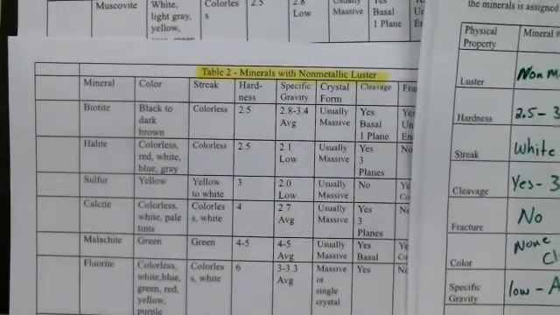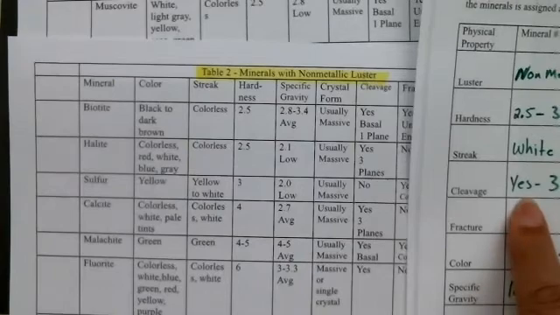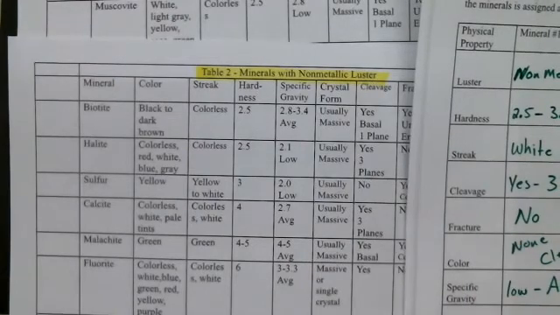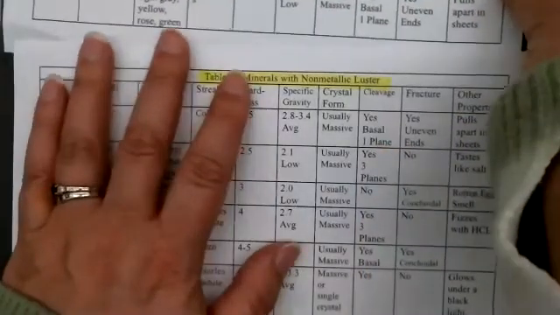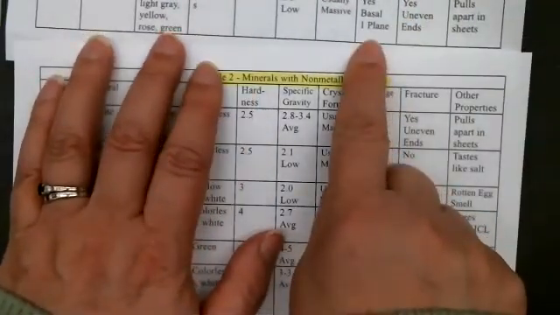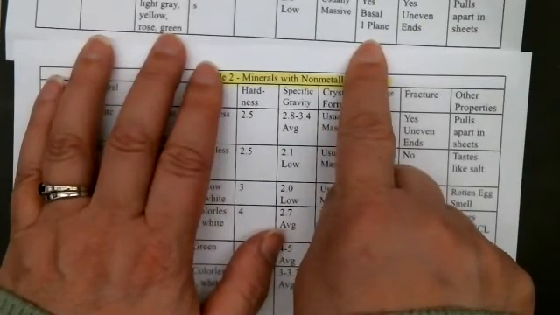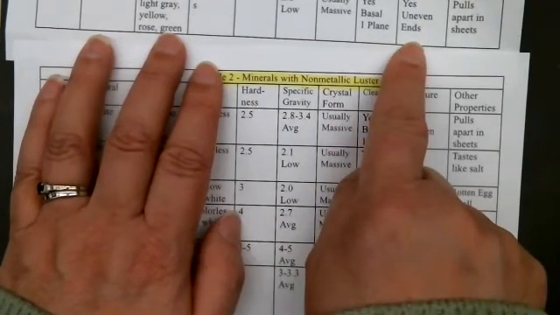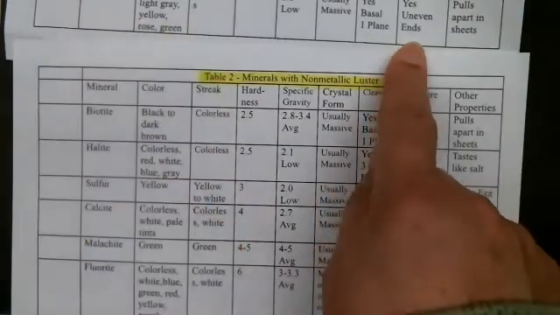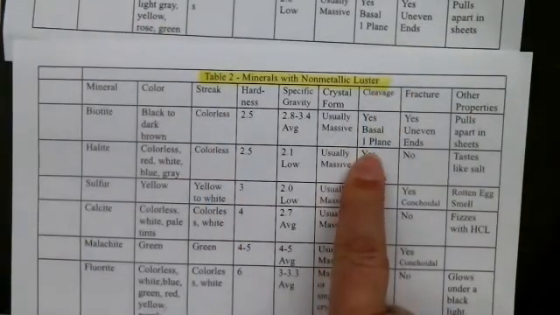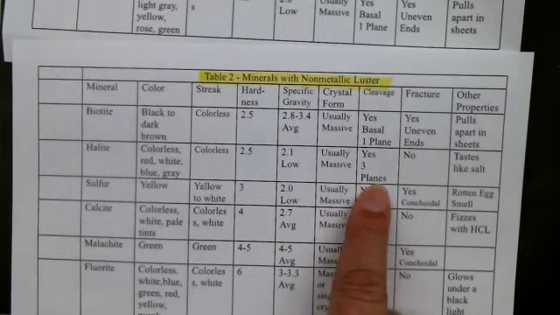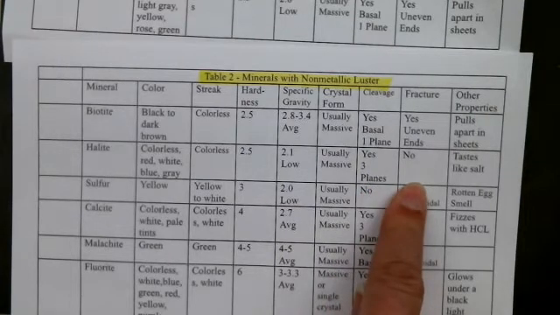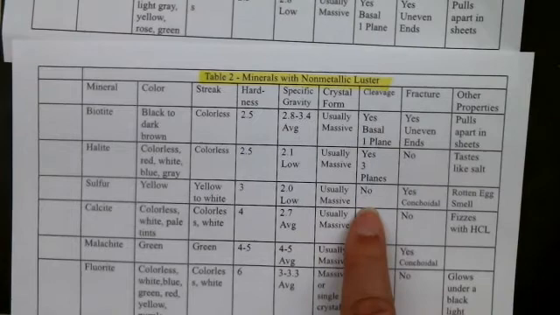The next one is cleavage and fracture. Cleavage, yes, 3 planes. Fracture, no. So I'm going to look at cleavage and fracture here. I'm going to look at them together. This one says yes, 1 plane, but we had 3 planes. And yes, it also has fracture, but ours didn't. Biotite is yes, 1 plane. Fracture, yes. And that doesn't fit either. Halite is yes, 3 planes, and fracture is no. That's exactly what we had.